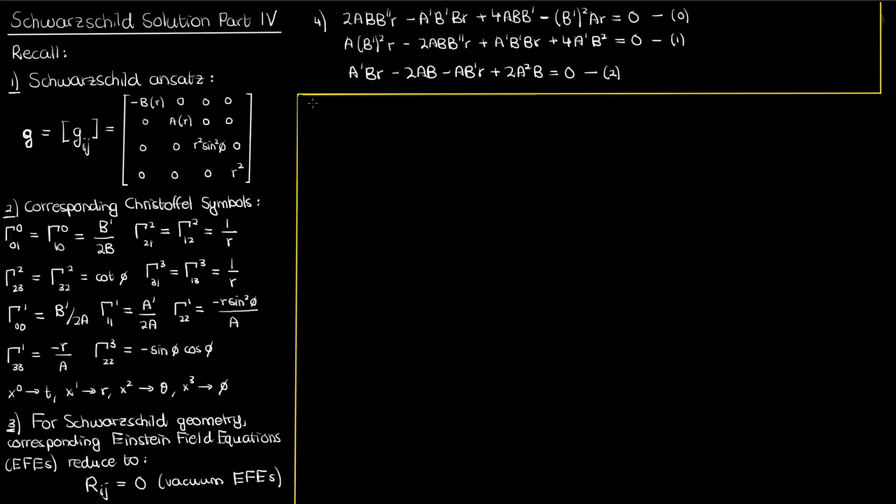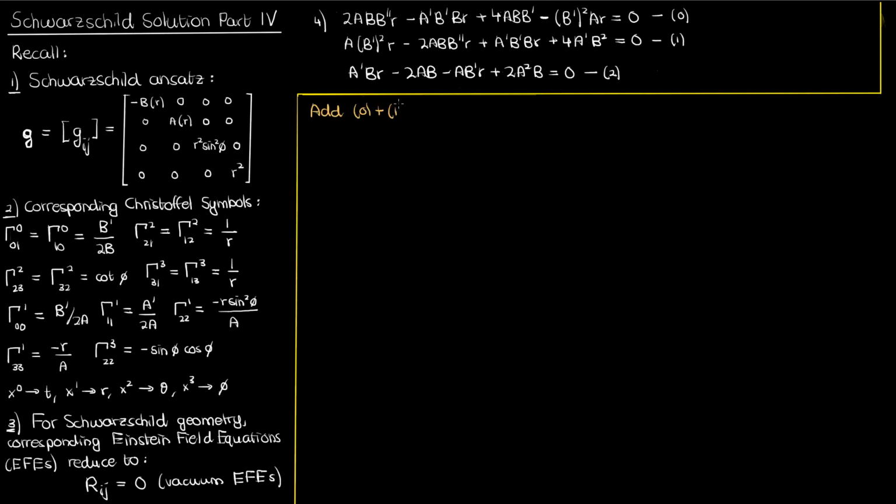Recall from our previous video that we found these 3 Ricci tensor components corresponding to our Schwarzschild ansatz and set those to 0 to satisfy the vacuum Einstein field equations. The equations corresponding to the Ricci tensor components being 0 we labeled as 0 to 2 for the R00 to R22 components respectively. The R33 component turned out to be redundant because it's the same as R22 except without the sine squared phi. Meanwhile, the off-diagonal Ricci tensor components all become identically 0, so I haven't included them here. So let's now start solving the differential equations given by equations 0 to 2.